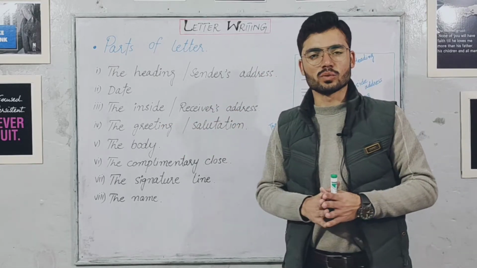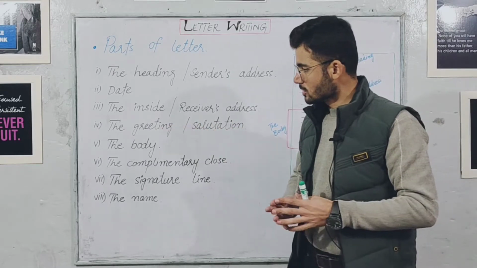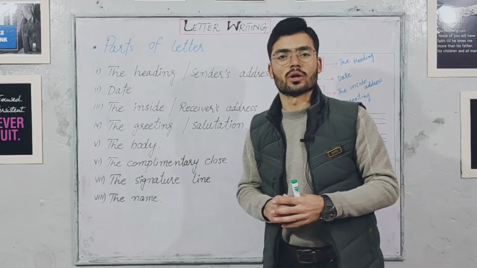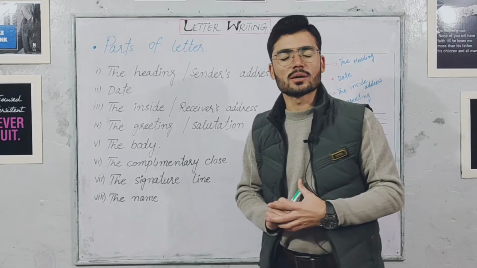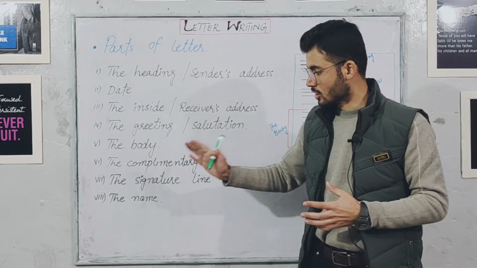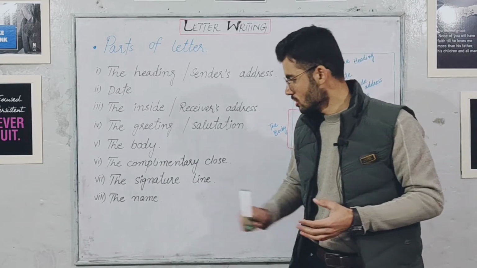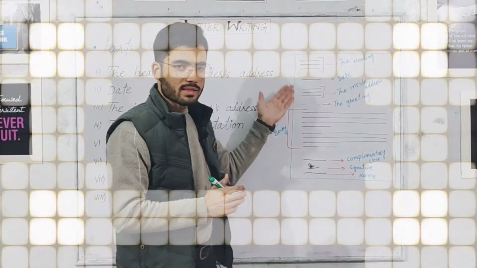After that we have the greeting or the salutation. The fourth part is the greeting and salutation. After that, the fifth part is the body of the letter. After the body, we have the complimentary clause, and then we have the signature line where we make our signature, and finally we write the name. So this is simply the structure.